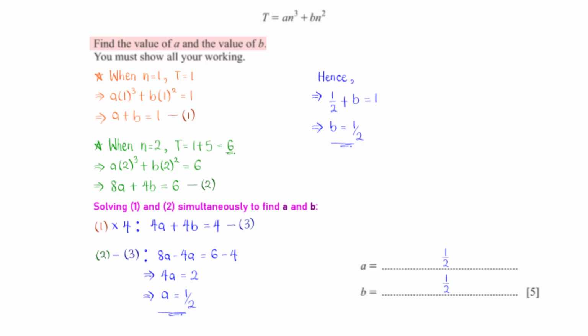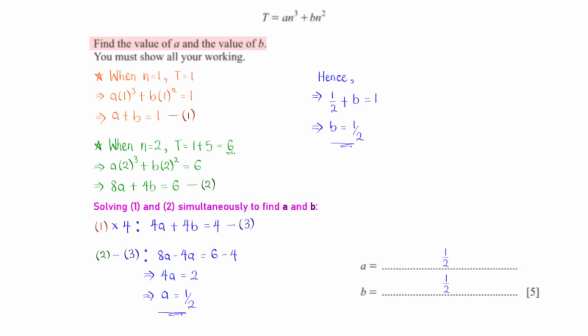So now when we subtract equation 3 from equation 2, we have 8a minus 4a, 4b minus 4b, which is 0. And so it cancels out, and we have 6 minus 4. 8a minus 4a is 4a, and 6 minus 4 is 2. When we make a the subject, we get 2 over 4, which simplifies to 1 over 2.